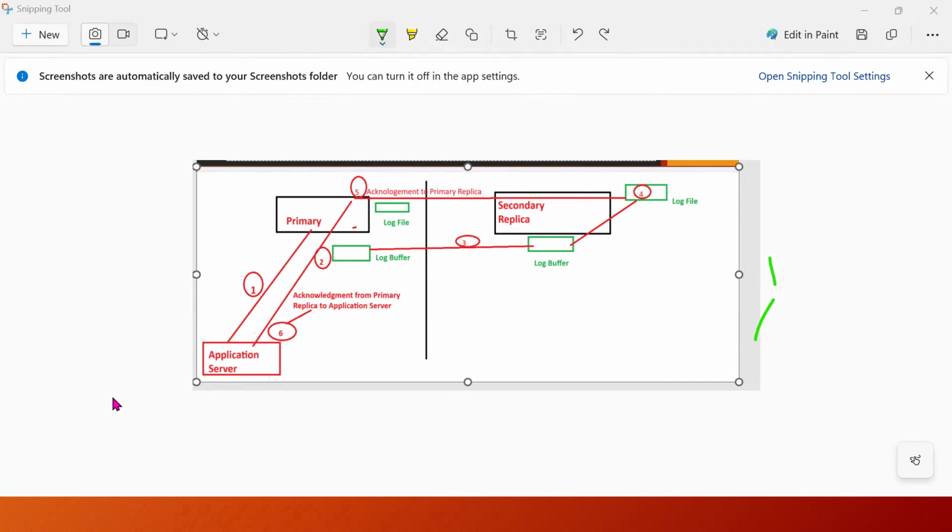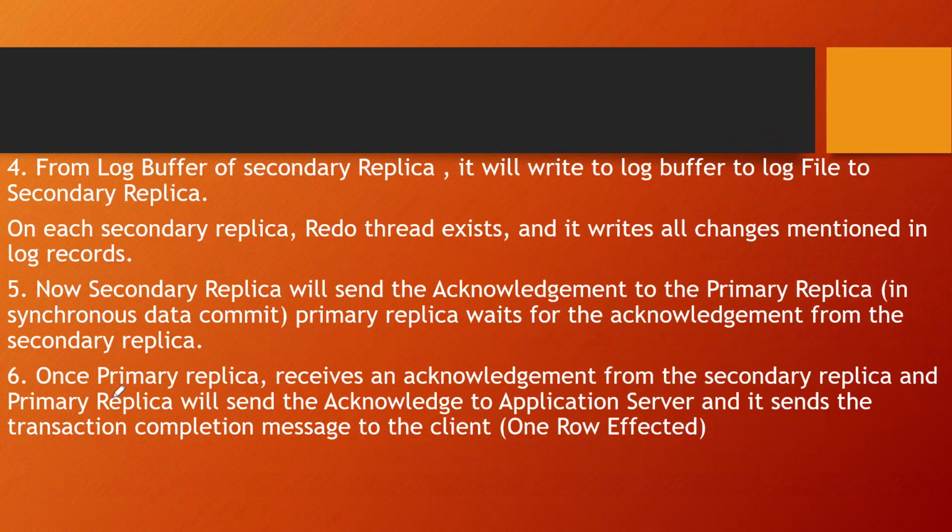The same thing I have written here, right? From the log buffer of the secondary replica, it writes the log buffer to the log file on each replica. And who is responsible for this? That is very, very important. That is called the reader thread. The reader thread's responsibility is to move from primary to secondary, and it writes all changes mentioned in the log record, right?